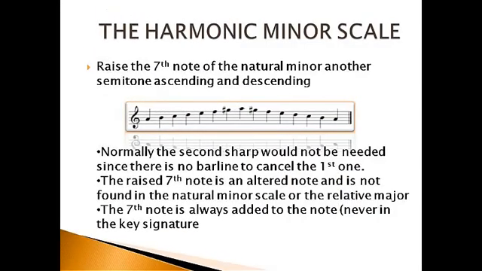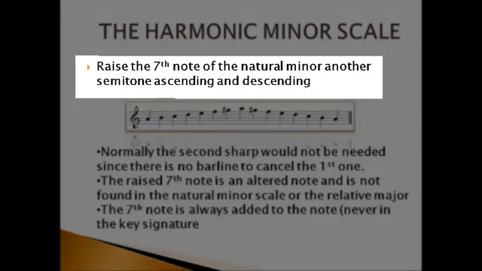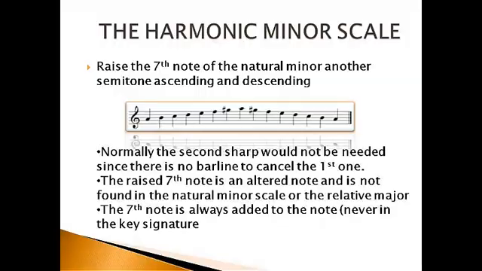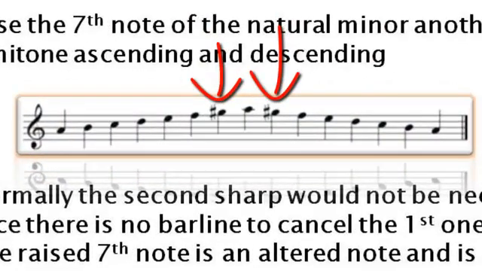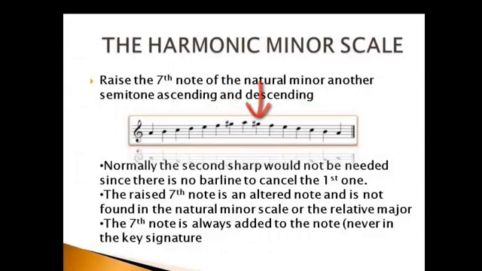To write the minor harmonic scale, you're going to raise the 7th note of the natural minor scale by 1 semitone, ascending and descending. On this example, you'll see that the G sharp is written twice. Normally, you would not write the accidental 2 times. Unless there's a bar line, the accidental would continue. So if you wrote that, I would circle it wrong and say, you're wrong, you shouldn't write it the second time. The only reason that it's written here is to help you see that the G is still sharp.